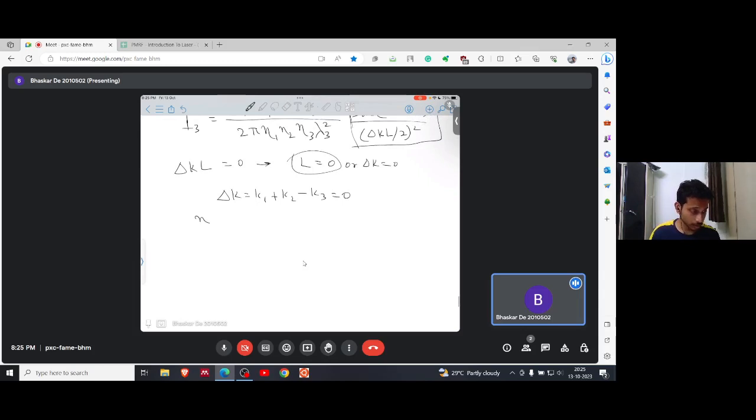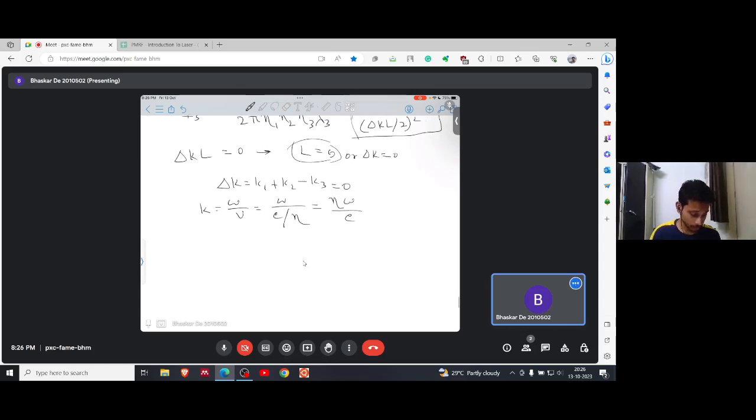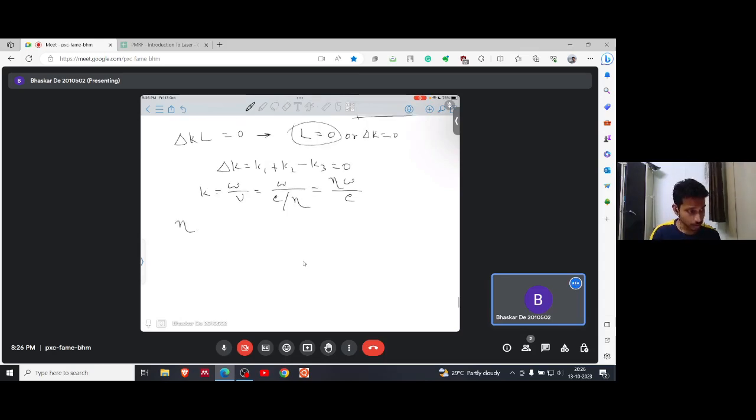For that again we can write in terms of refractive index K equal to omega by V, which is omega by C eta, which is eta omega by C. So eta 1 omega 1 by C plus eta 2 omega 2 by C plus eta 3 omega 3 by C equal to 0.